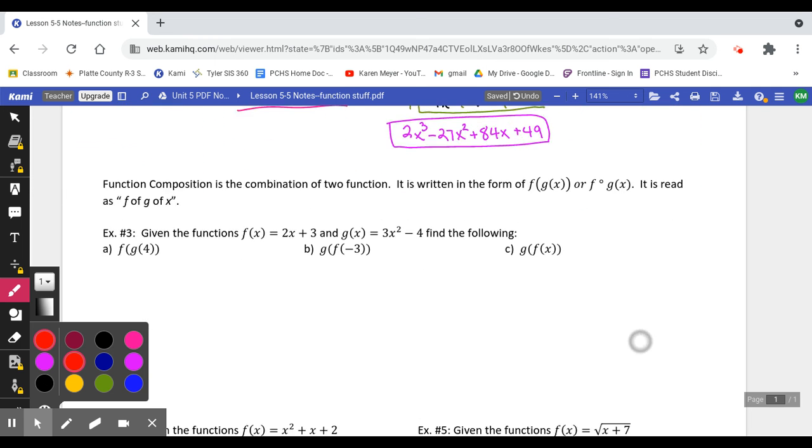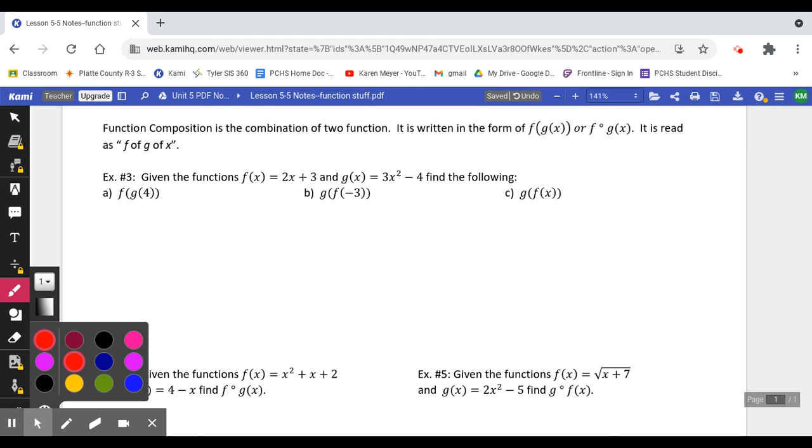Okay, then let's go into composition. Composition can be written one of two ways. You can see it in the form f(g(x)), or you can see it where it looks like f, and it's not really a letter O, but there's a little bitty circle that kind of looks like a degree symbol, and then g of x. Either way, however it's written, you would read it as f of g of x.